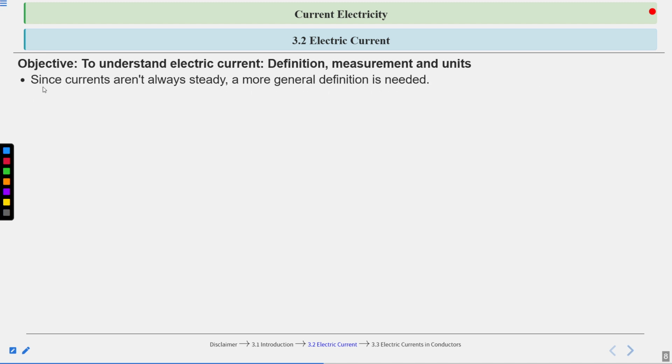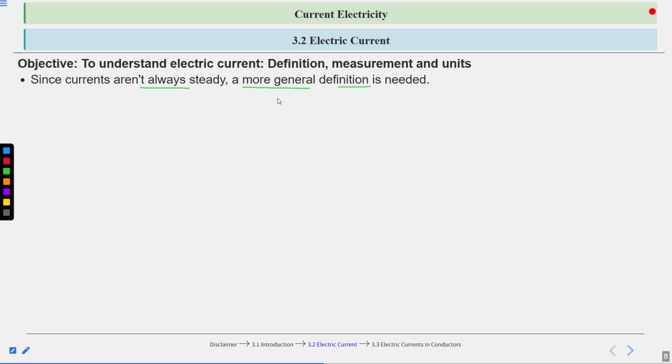Since currents are not always steady, a more general definition is needed. So far we are assuming that current is steady. If it is unsteady, it is changing with time. Now it is 2 ampere, after some time it will be 5 ampere, after some time 8 ampere. So it is not steady, it is changing with time or any other quantity.